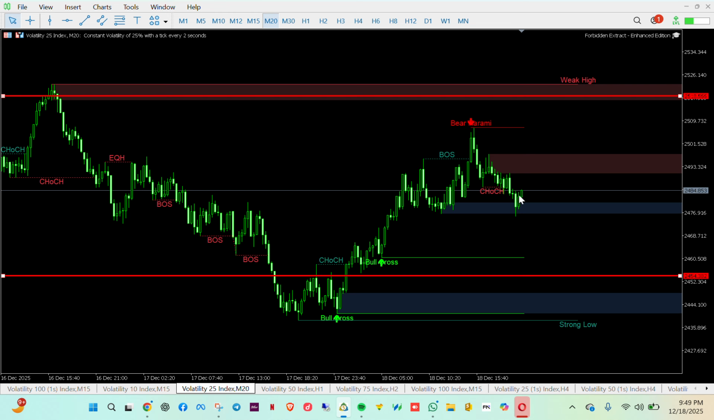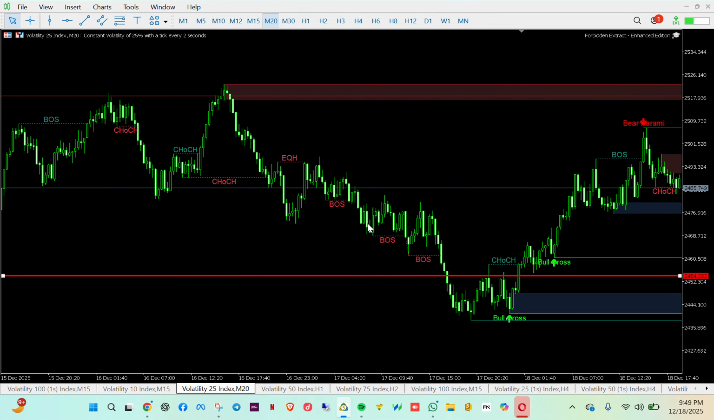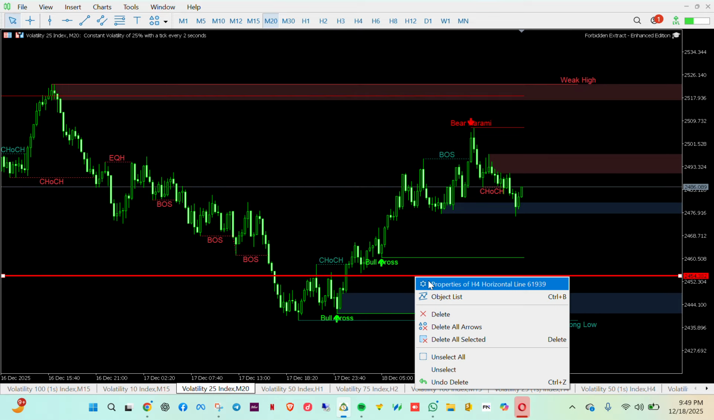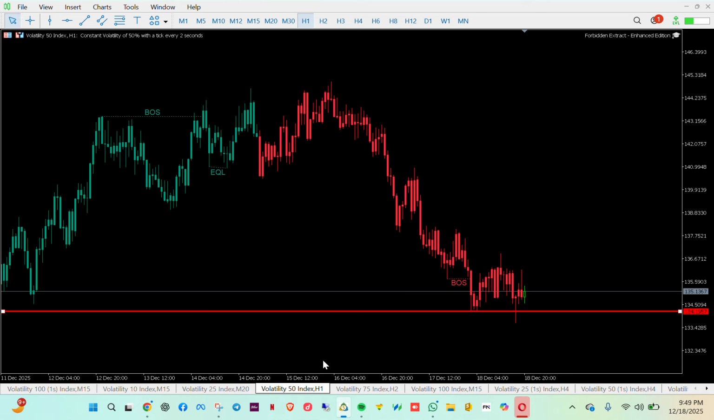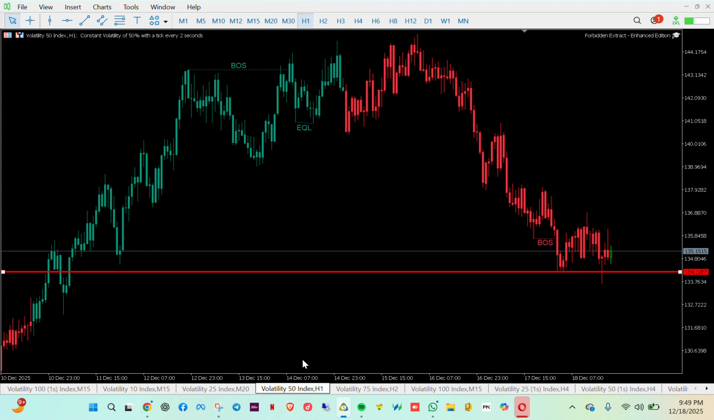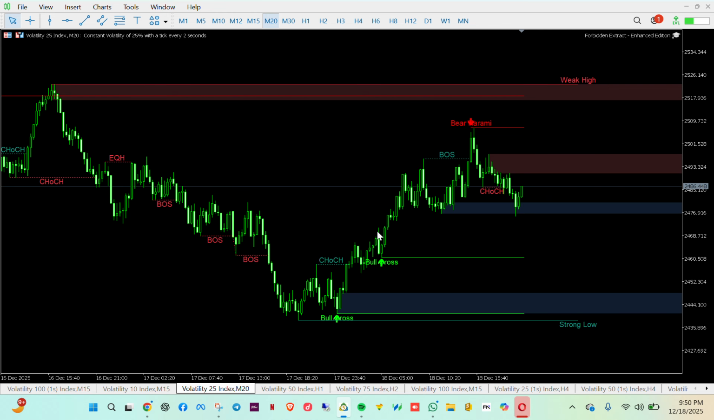Now you can see that this one came with order blocks. This is the order block. So I just remove all this history, I remove everything. You can see that it's quite different from what you are having here. This one is more precise and very, very clean compared to this one.